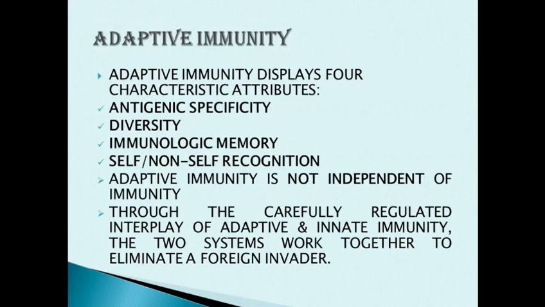Now, this was all about innate immunity. Now, let's start with adaptive immunity. We will discuss much less about adaptive immunity because already we have mentioned the most important points of adaptive immunity. Now, adaptive immunity displays four characteristic attributes. You must memorize these four attributes, okay? First is antigenic specificity. Number two is diversity. Number three, immunologic memory. Number four, self, non-self recognition. We will discuss all these points later on.